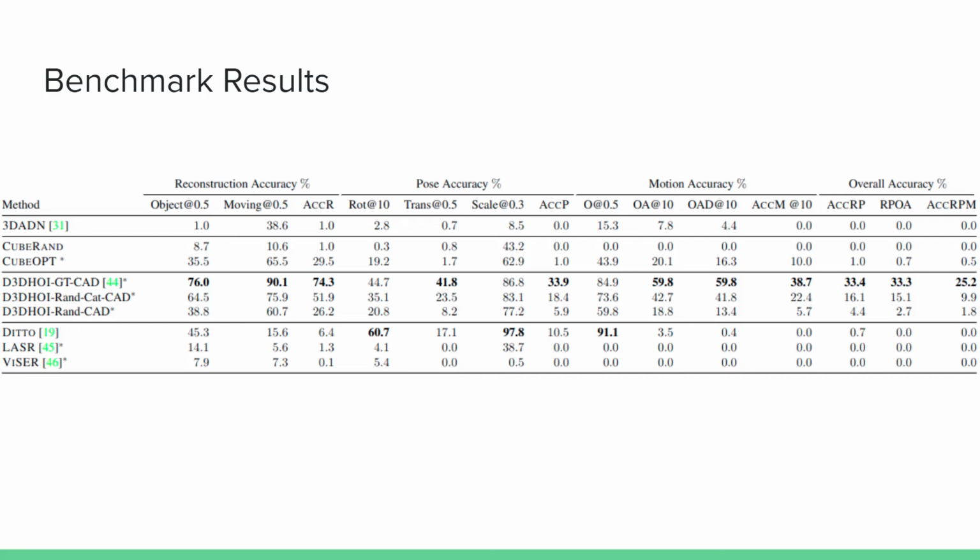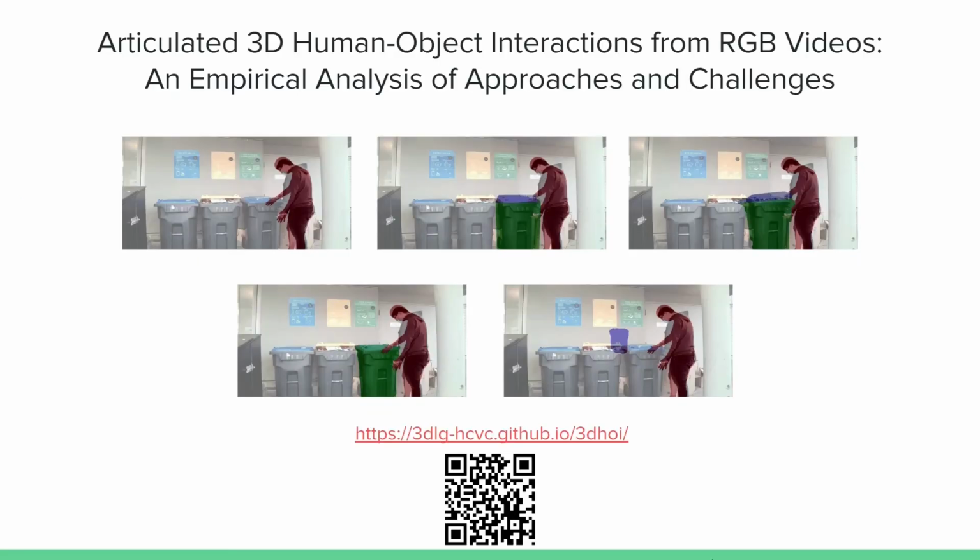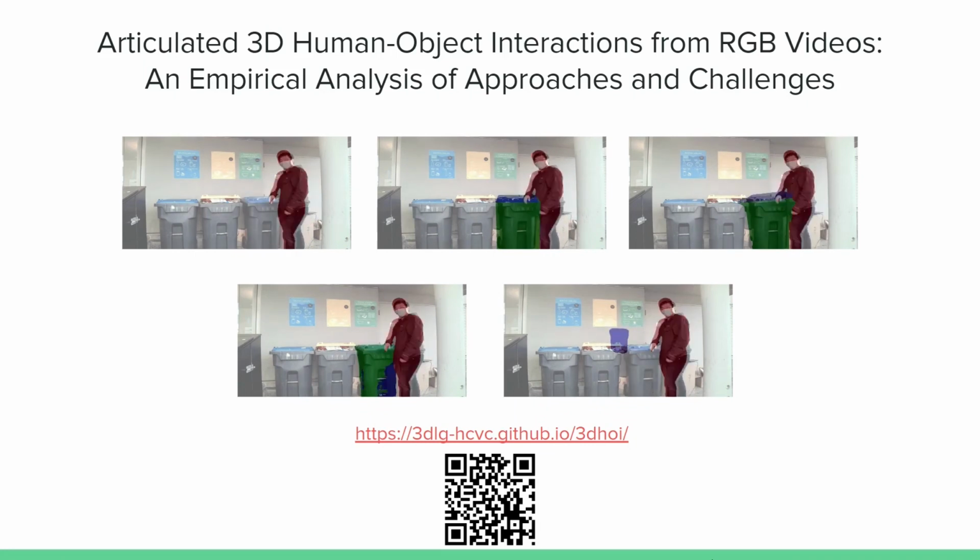Overall, we see that all the methods struggle to achieve decent performance on the task. D3D-HOI with ground truth CAD models also achieves lower than 30% on combined accuracy of reconstruction, pose, and motion. Please refer to the paper for more details on the quantitative evaluations carried out in our benchmark.